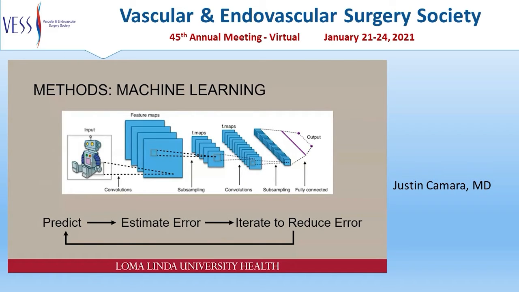Here we have an example of a convolutional neural network. The basic premise of these types of machine learning is that data is fed into the network and coefficients at different layers of the network are predicted in order to generate an output, and then the error of that output is estimated, and then this whole process is iterated over and over in a cyclic loop in order to improve prediction.